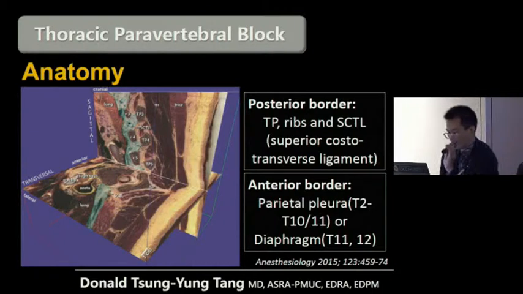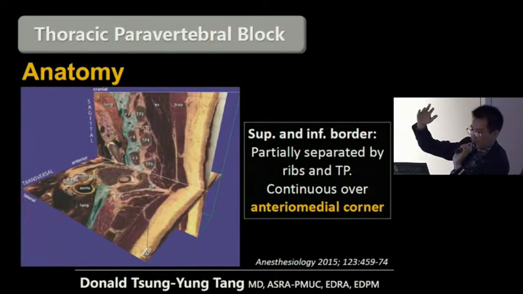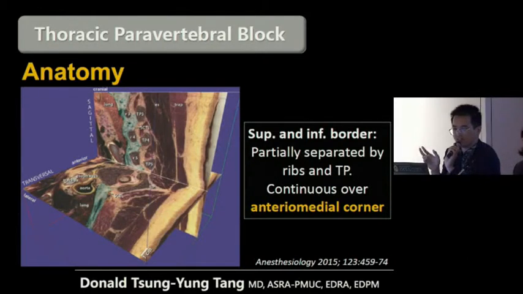The anterior border in the upper thoracic area is the parietal pleura, and in the lower area, T11 and T12, it is the diaphragm. The superior and inferior border is partially separated by the rib and transverse process, but actually the upper and lower transverse processes are continuous in the anterior medial corner.